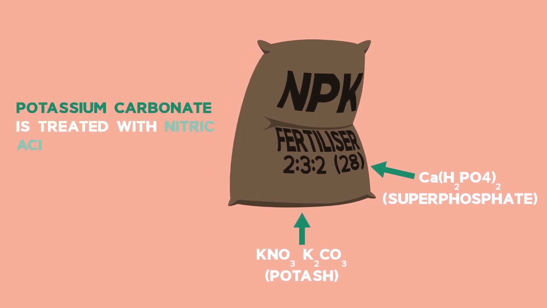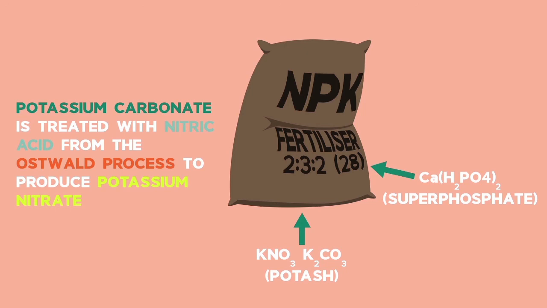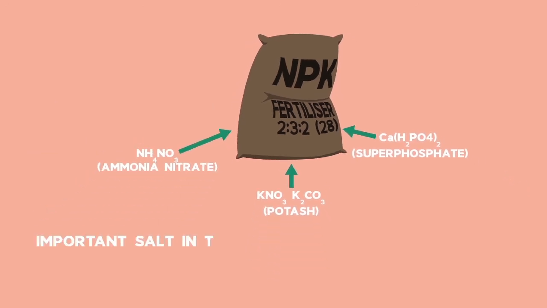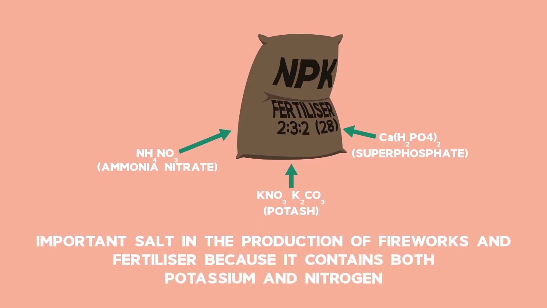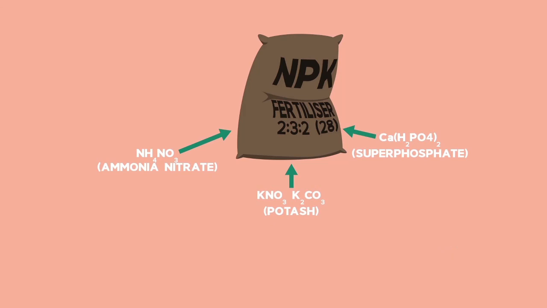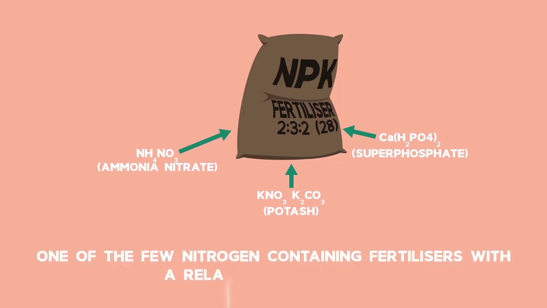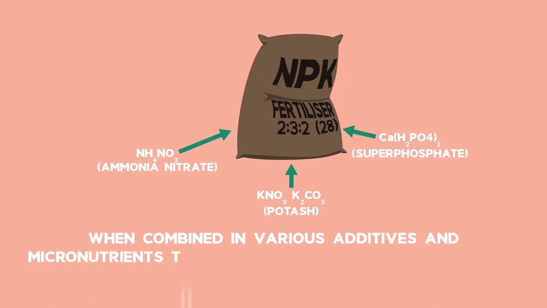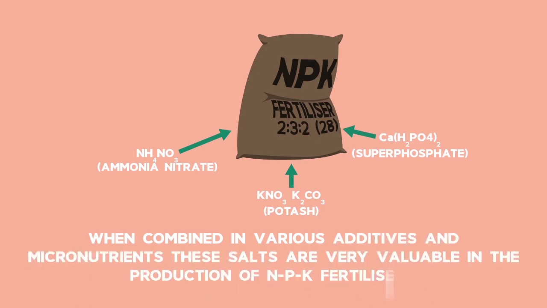Sometimes potassium carbonate is treated with nitric acid from the Ostwald process to produce potassium nitrate. This is also an important salt in the production of fireworks and fertilizer because it contains both potassium and nitrogen. It's also one of the few nitrogen-containing fertilizers with a relatively neutral pH. When combined with various additives and micronutrients, these salts are very valuable in the production of NPK fertilizers.